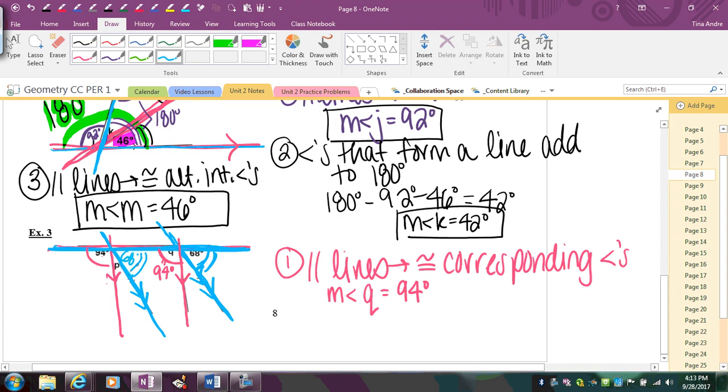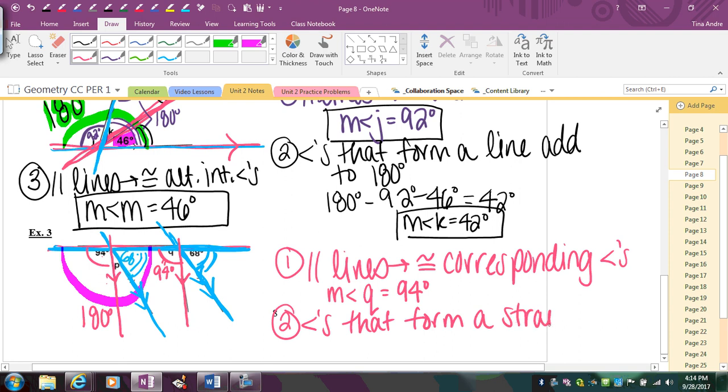So then how does that help me get P? Well, now I see right here that I have 180 degrees because I have a straight line, or a straight angle, between the 94, the P, and the 68. So I marked my corresponding angles using the blue, and now I'm going to say that angles that form a straight line add to 180.